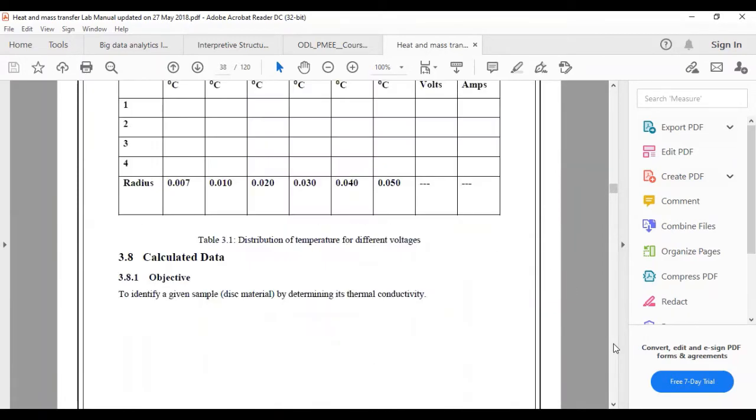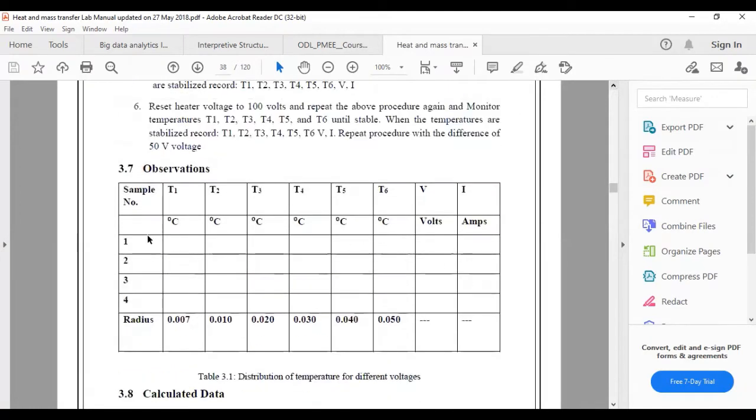Now you can see the table here. In this table we have 6 temperature values at different radii, and the distance of each thermocouple from the center is also given. For example, thermocouple 1 is at a distance of 0.007 meter from the center, then thermocouple 2 is placed at a distance of 0.010 from the center, and so on up to temperature T6. We will adjust different values of voltage and current, and for each value of voltage we will measure the 6 temperature values from the apparatus.